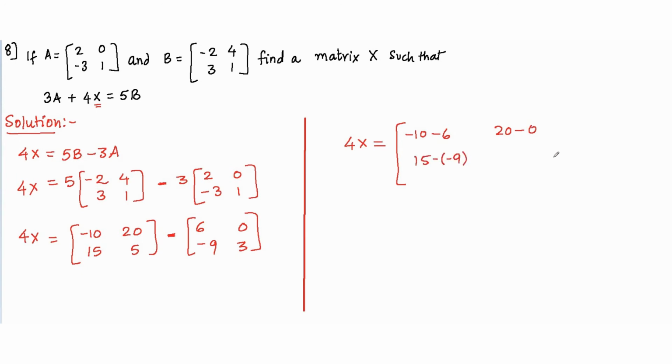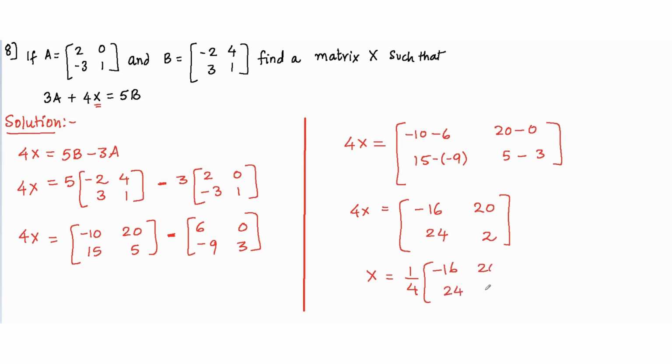Be very careful with the signs. And I have 5 minus 3, right? And therefore, what I get is 4x equals negative 10, negative 6 is negative 16. 15 plus 9 is 24. 20 and 2, right? And therefore, now this 4 is in multiplication. So on the other side, I'm going to send it to division. So it becomes 1/4 of negative 16, 24, 20 and 2.